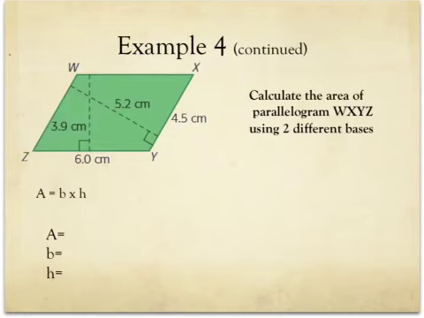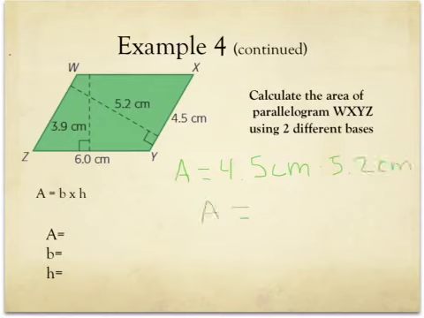I'm now going to calculate the area of the parallelogram using a different base than the previous. So my base for this one will be 4.5 centimeters and my height will be 5.2 centimeters. So when calculating, area is equal to 4.5 centimeters times 5.2 centimeters, which gives me an area equal to 23.4 centimeters squared. And again, I included one decimal place because the base and the height were to one decimal place, and I included centimeters squared.